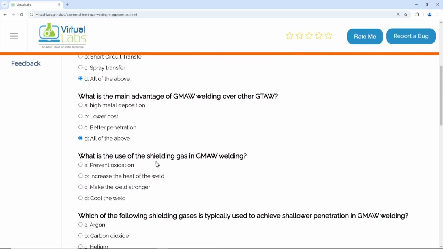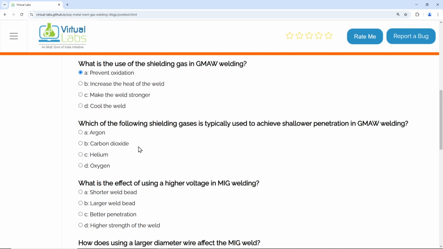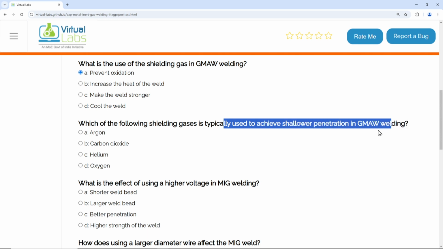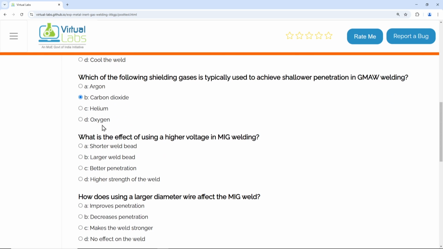What is the use of shielding gas in GMAW welding? It prevents oxidation. Increase heat of weld, make the weld stronger, cool the weld, no, these are not the options. It prevents oxidation. Which of the following shielding gas is typically used to achieve a shallower penetration in GMAW welding? For a shallower penetration, we use carbon dioxide. However, argon, carbon dioxide, helium, oxygen, all of them are used. Argon is majorly used, but for the shallower penetration, if it is a requirement, carbon dioxide is used.